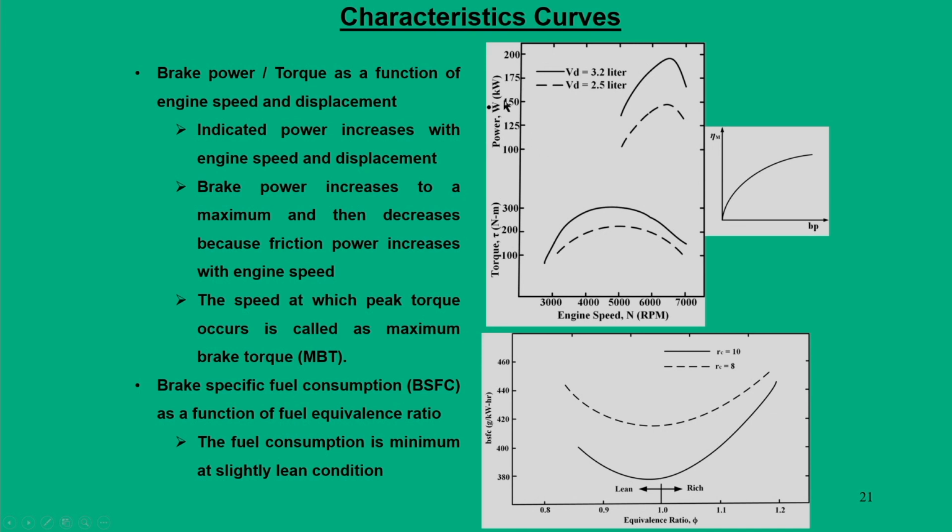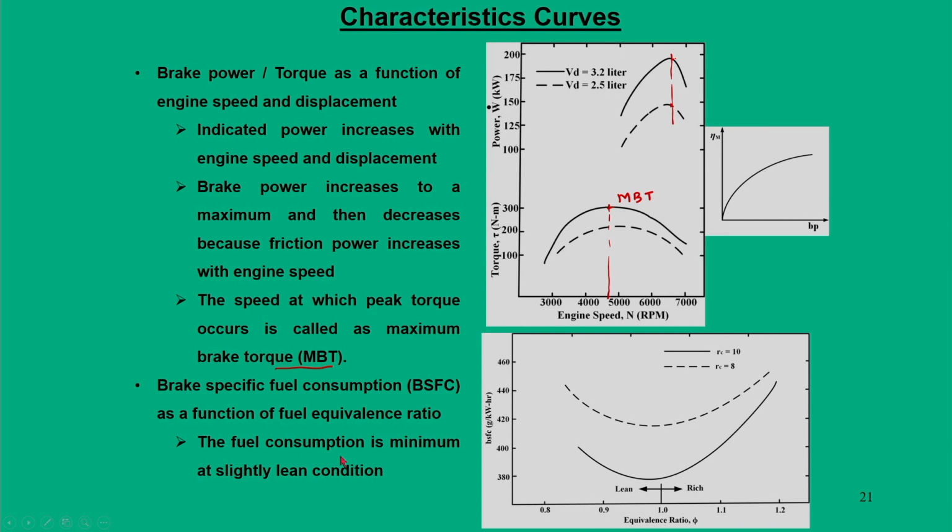So, the net loss is that the brake power drops, and the brake torque also comes down. There is a particular location where the torque is maximum, and it is termed MBT, that is maximum brake torque. It also appears at the point at which the brake power is maximum. So, the trend of the brake power curve changes because your friction power is also changing with speed.